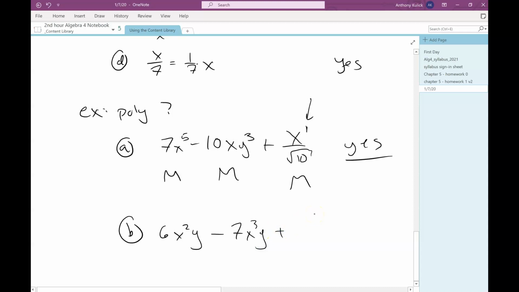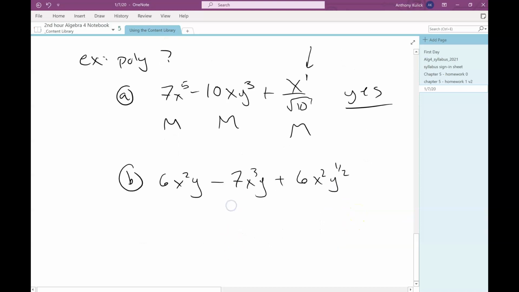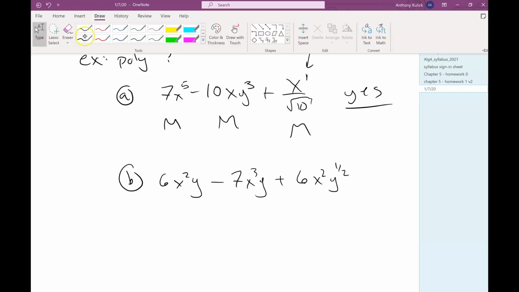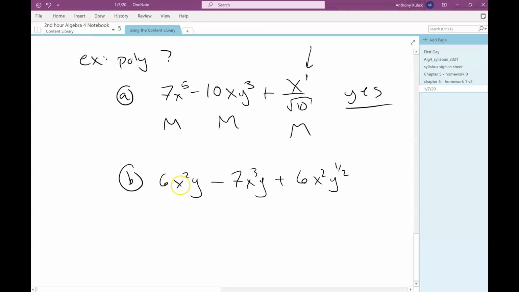So let's say we have 6x squared y minus 7x to the third y plus 6x squared y to the 1/2. Again, is the first piece a monomial? Yes. The second one? The third one? No. So this thing is not a polynomial, even though some parts of it were monomials. If all of it isn't monomial, then it can't be a polynomial. Why is the third thingy not a monomial? The exponent is not a whole number.